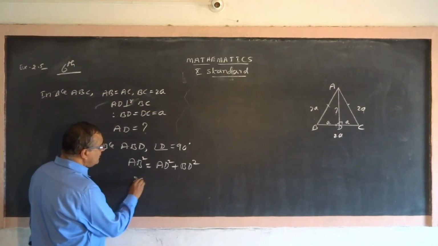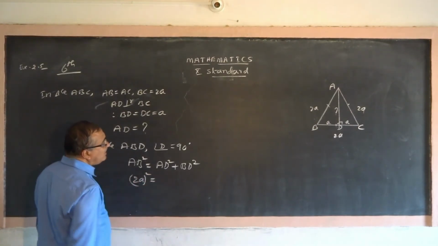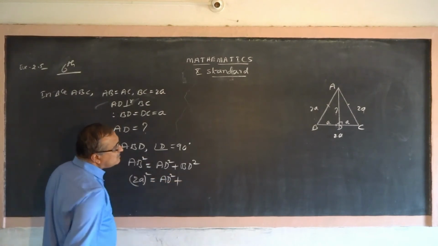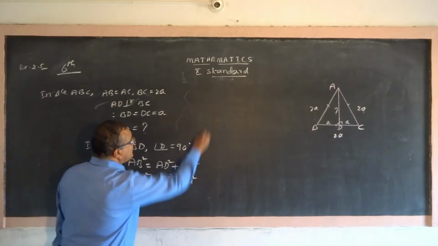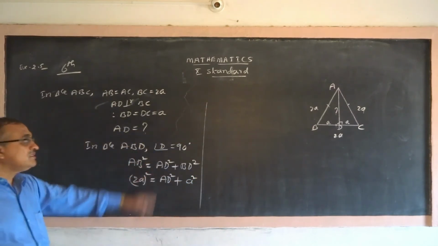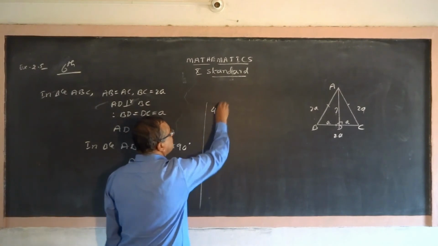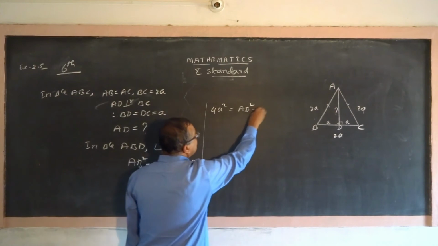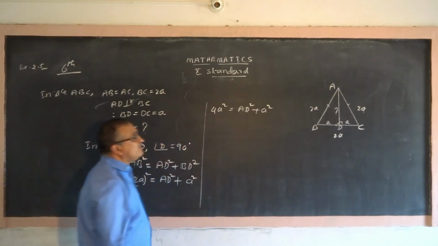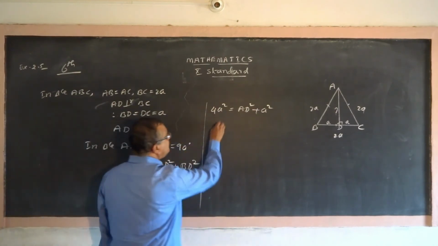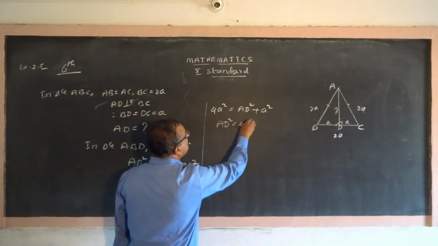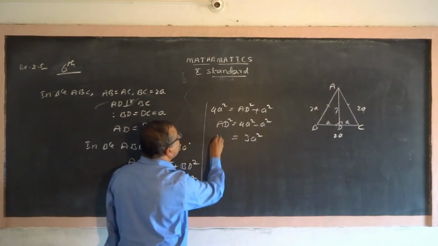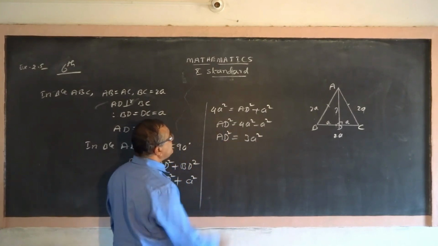AB is 2A, whole square, equals AD square plus BD square. We don't know AD, we require to find it out. BD is A, so BD square is A square. 2A whole square is 4A square, equals AD square plus A square. Bring A square to the left-hand side. Then AD square equals 4A square minus A square, which is 3A square.